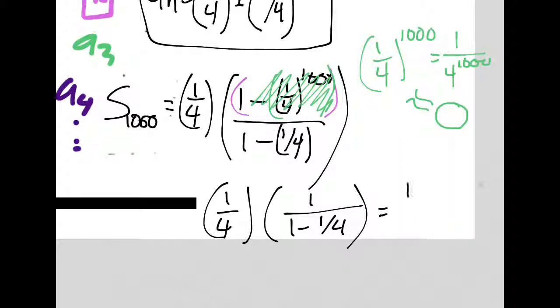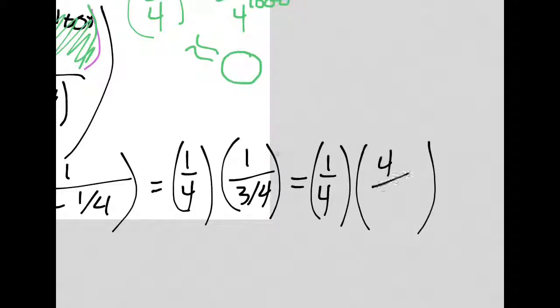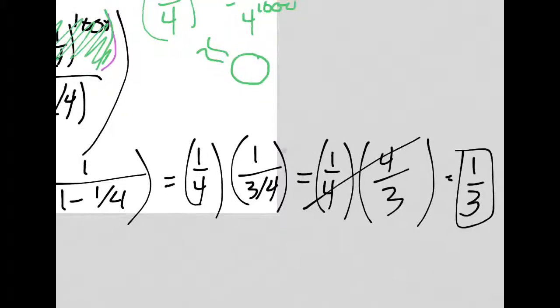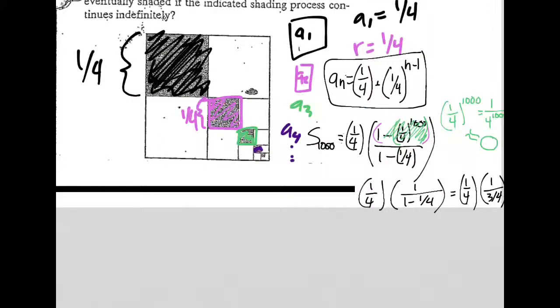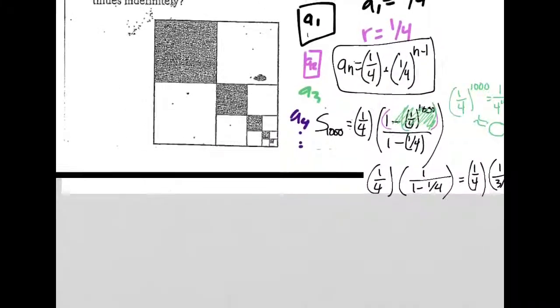And let's simplify this some further. What is 1 minus 1/4? Well, 1 minus 1/4 is 3/4. So we have 1/4 times 1 divided by 3/4. And then we continue to simplify this. 1/4 times 1 divided by 3/4 is saying the reciprocal of 3/4, which is 4/3. And what happens? Boom, your 4's cancel, and you get 1/3. And so, 1/3 of this square is ultimately shaded if you continue this shading process forever, which is, I think, really cool.